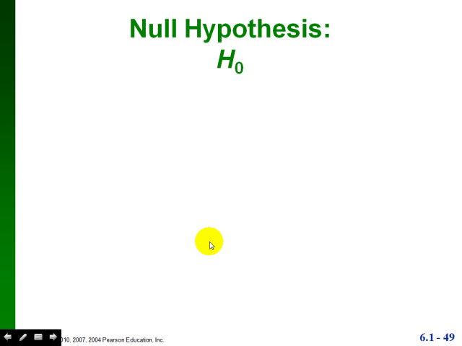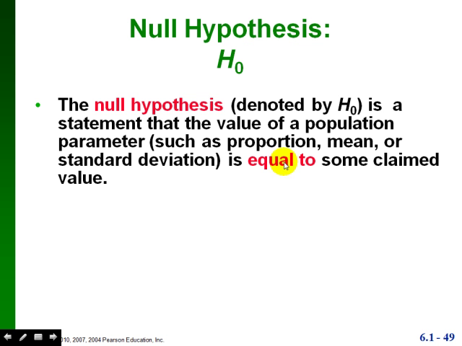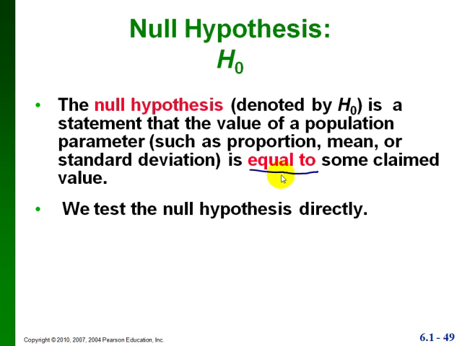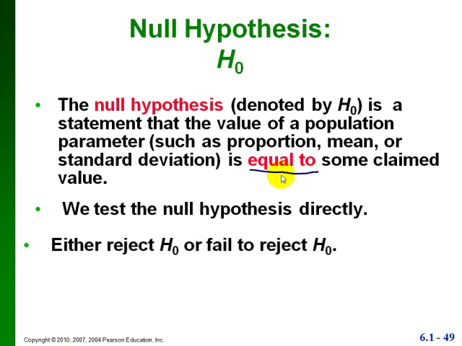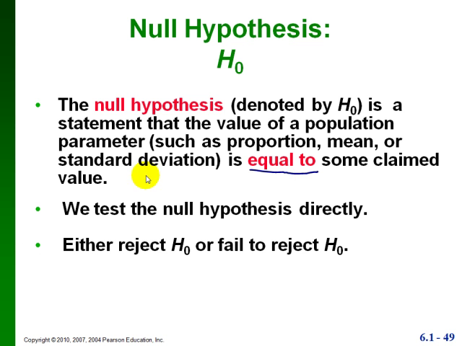So first, our null hypothesis. In this class, the way we're going to conduct hypothesis tests, our null hypothesis always says that our population parameter is equal to some number. So it's always going to be an equal. And that's what we're going to be testing, the null hypothesis. Our initial conclusion is going to be either to reject the null hypothesis or fail to reject the null hypothesis.